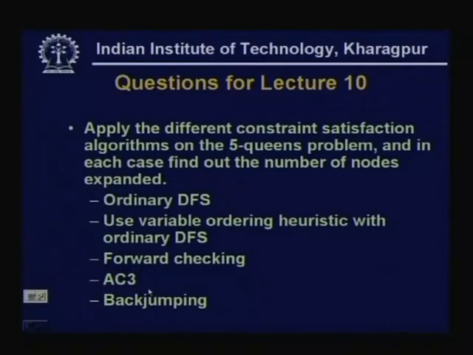Now, we look at the questions for this lecture. The first question: apply the different constraint satisfaction algorithms that we discussed in today's class on the 5 queens problem. In each case, you should find out the number of nodes that are expanded. First, you will try ordinary depth first search. Second, you will try variable ordering heuristic along with ordinary depth first search. In the third instance, you try forward checking. Fourth instance, you work out AC3, and finally, you work with back jumping.